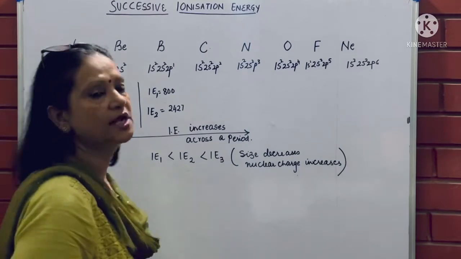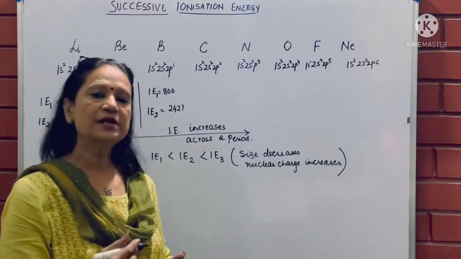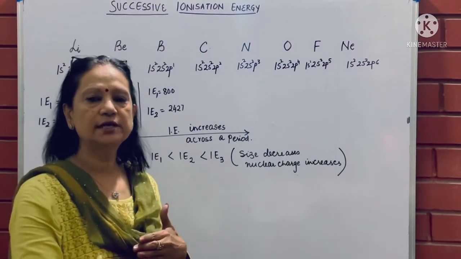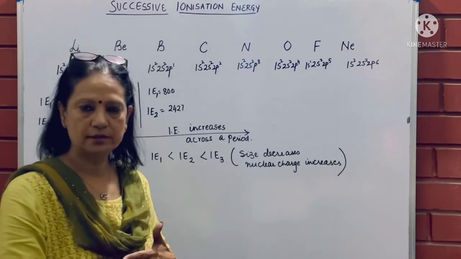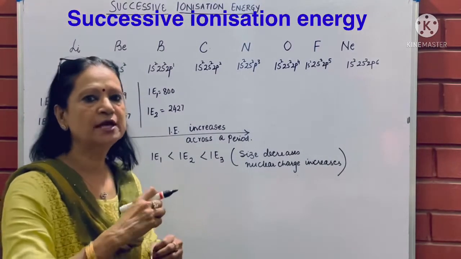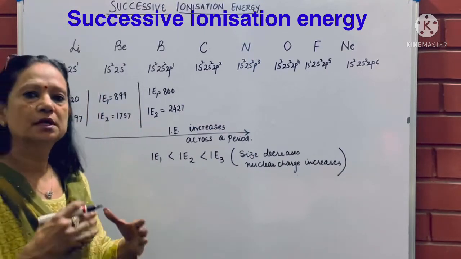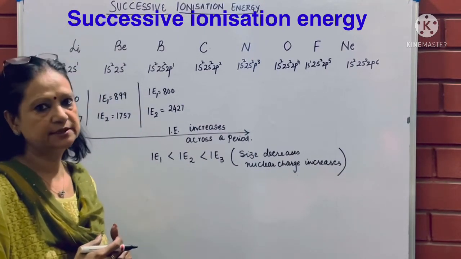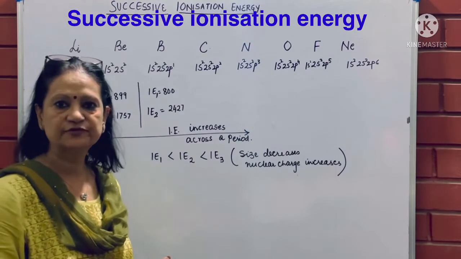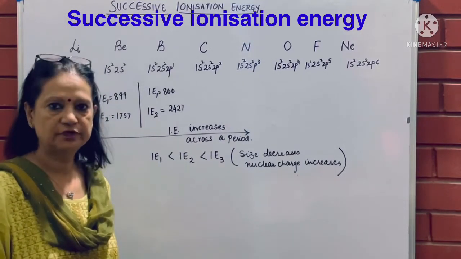So successive ionization energy means what will happen when I am going to take out an electron one by one. That is from the same atom, I am trying to take out electrons one by one. So whichever atom on losing an electron becomes stable, it will not like to lose further electrons. So more energy will be required.